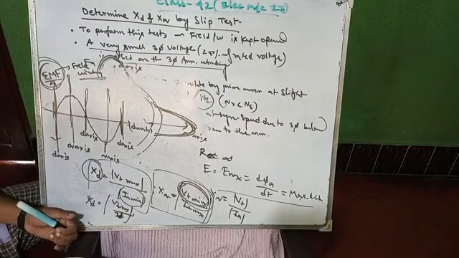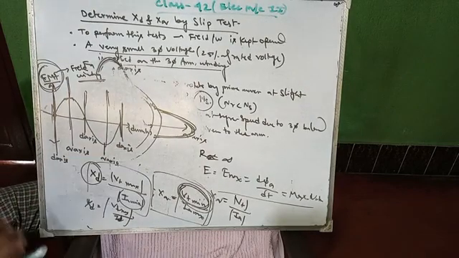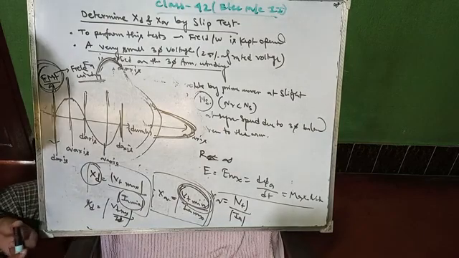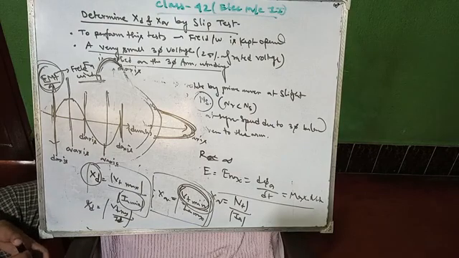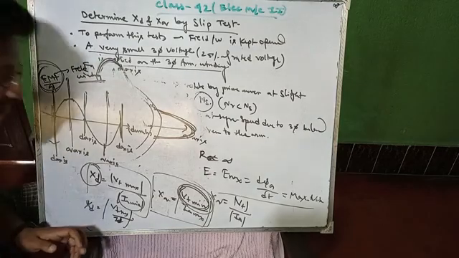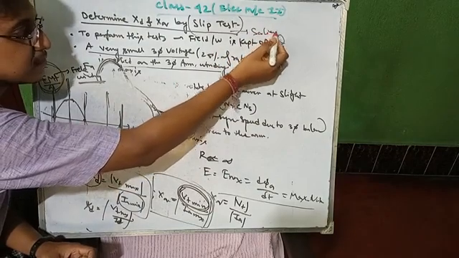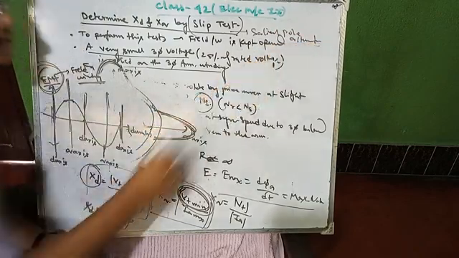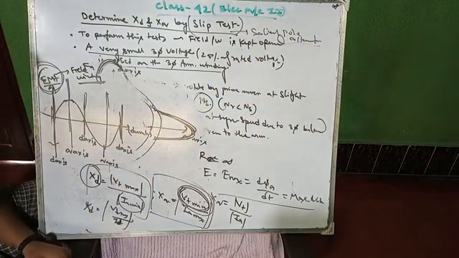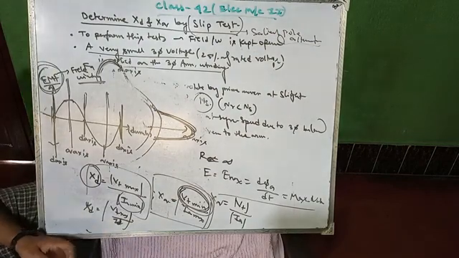So XD and XQ can be calculated using the slip test, which is performed on an alternator to find the XD and XQ values for a salient pole alternator. Remember, this slip test is carried out only for a salient pole alternator. It is never applicable to a cylindrical pole alternator. Okay, so up to this much the alternator is completed.